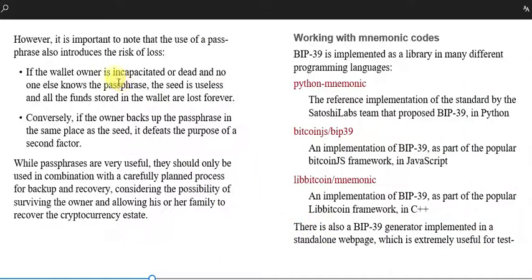However, it is important to note that the use of a passphrase also introduces the risk of loss. If the wallet owner is incapacitated or dead and no one else knows the passphrase, the seed is useless and all the funds stored in the wallet are lost forever. Conversely, if the owner backs up the passphrase in the same place as the seed, it defeats the purpose of a second factor. While passphrases are very useful, they should only be used in combination with a carefully planned process for backup and recovery, considering the possibility of surviving the owner and allowing his or her family to recover the cryptocurrency estate.